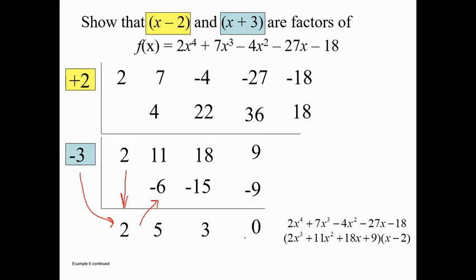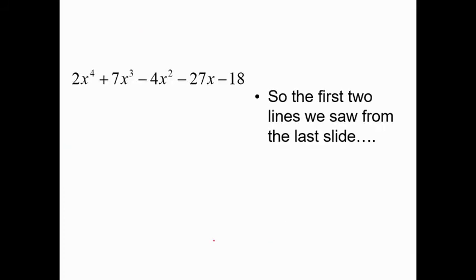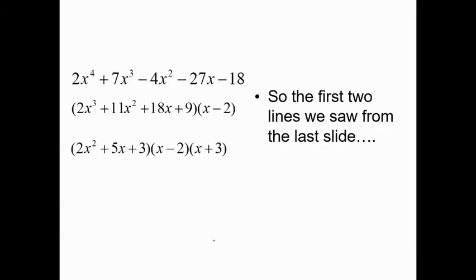And again, I wind up with a remainder of 0. So I know that negative 3 is also a factor. Okay? Now we are left with a 2, a 5, and a 3. And so remember, this started with x to the fourth. This down here would have been x to the third. And so this is going to wind up being x squared and an x, and then the constant 3. Okay, so we're going to take a closer look.